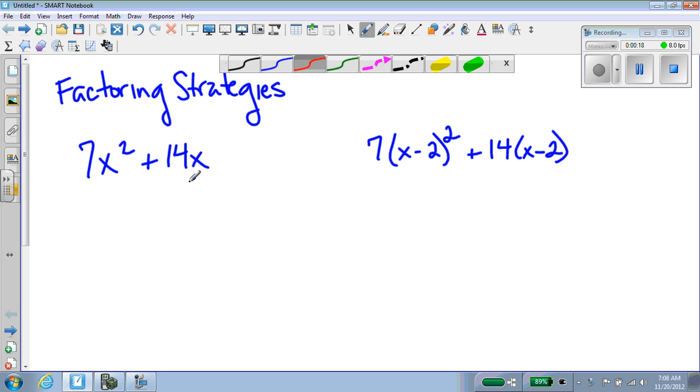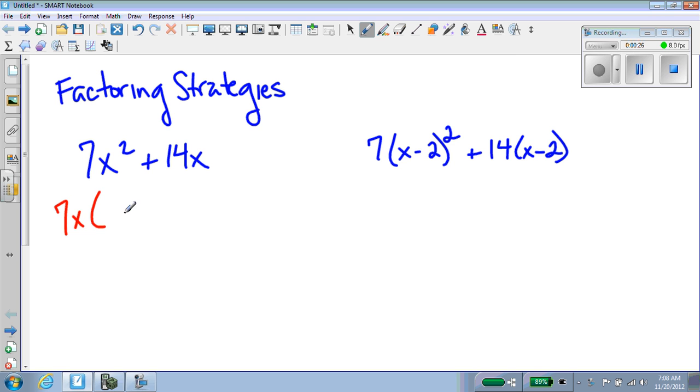That means two terms. Each of the terms has a factor of 7 and a factor of x in common. So we could factor out 7x. That would leave us x plus 2.